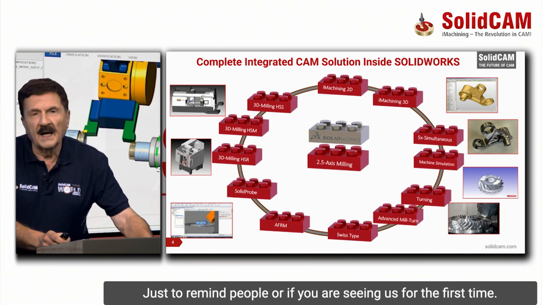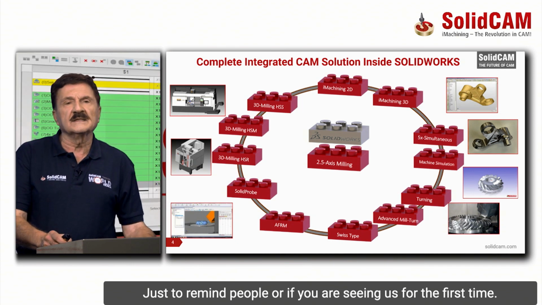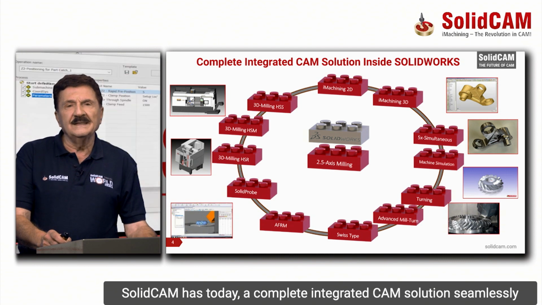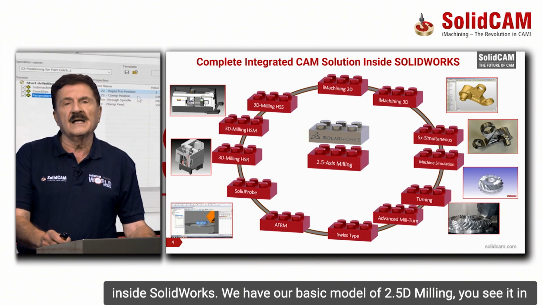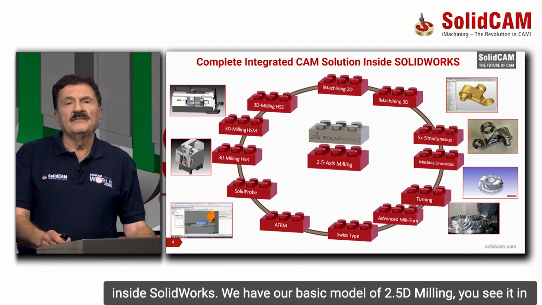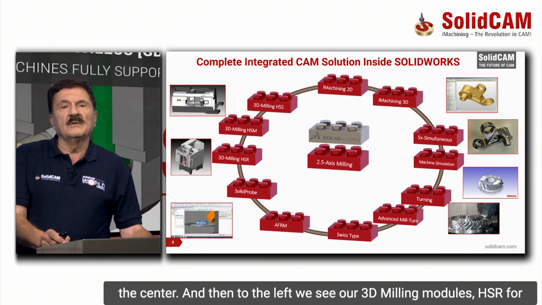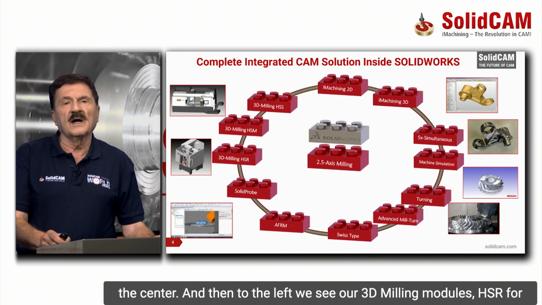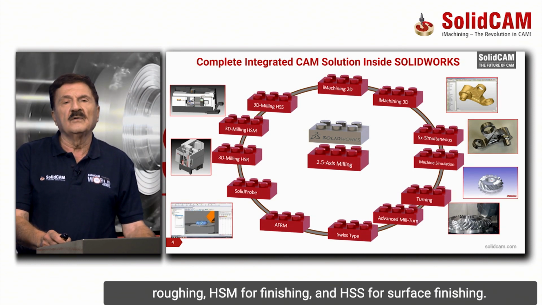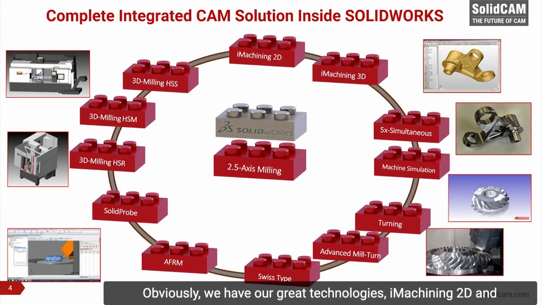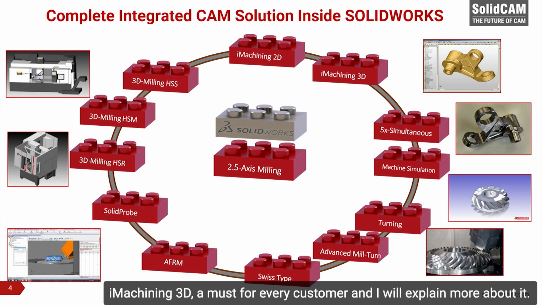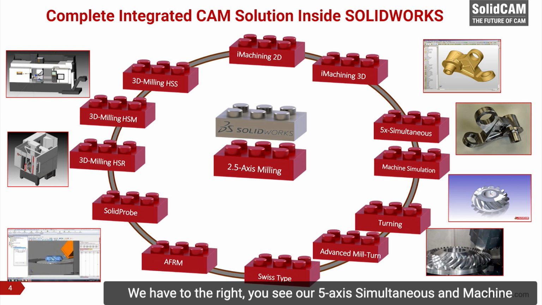Just to remind people, or if you are seeing us for the first time, SolidCAM has today a complete integrated CAM solution seamlessly inside SolidWorks. We have our basic module of 2.5D milling, you see it in the center, and then to the left you see our 3D milling modules: HSR for roughing, HSM for finishing, and HSS for surface finishing. Obviously, we have our great technologies, iMachining 2D and iMachining 3D, a must for every customer, and I will explain more about it. To the right, you see our 5-axis simultaneous and machine simulation capabilities.